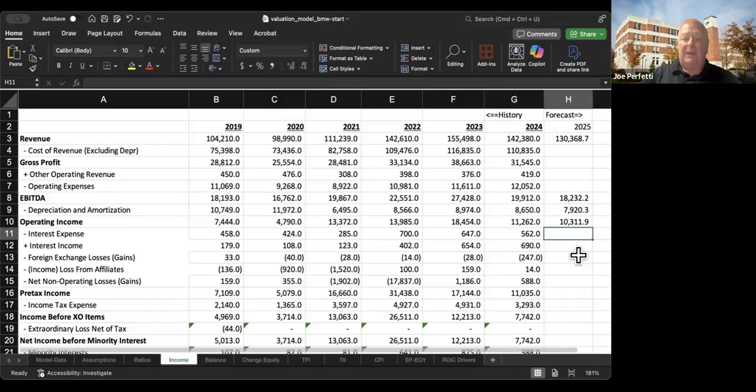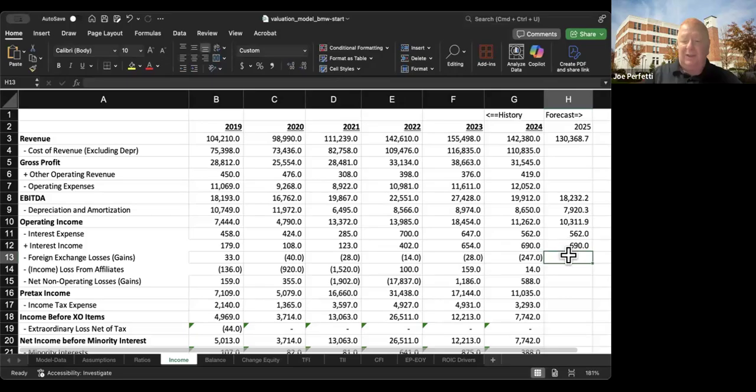Interest expense. Because we're not going to change the capital structure of the firm, that's why I use a constant WACC, we're going to leave the debt alone, which means they're going to pay the same amount of interest. So interest expense in 2025 equals 2024 interest expense, G11. For interest income, same thing. Because we're not buying back stock or paying out additional dividends, whatever cash they have, they're going to keep earning interest on that. So interest income equals the previous year, 690.